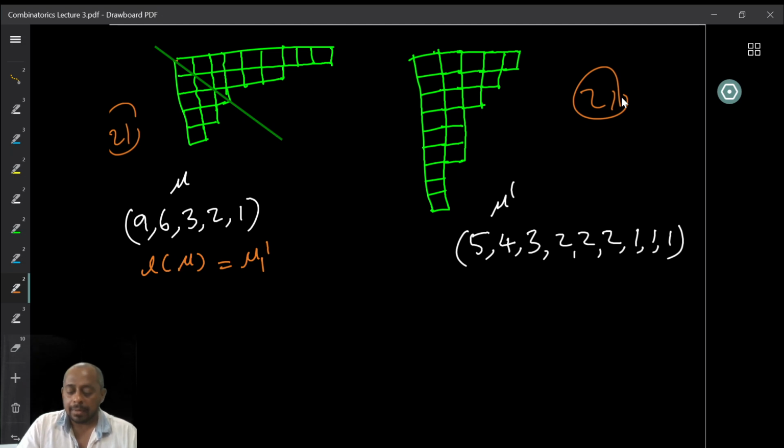But now here, it's a partition, let's say mu dash, where the first row has exactly 5 boxes, the second row has 4 elements, the third row has 3, then 2, 2, 2, and 1, 1, 1. Right?